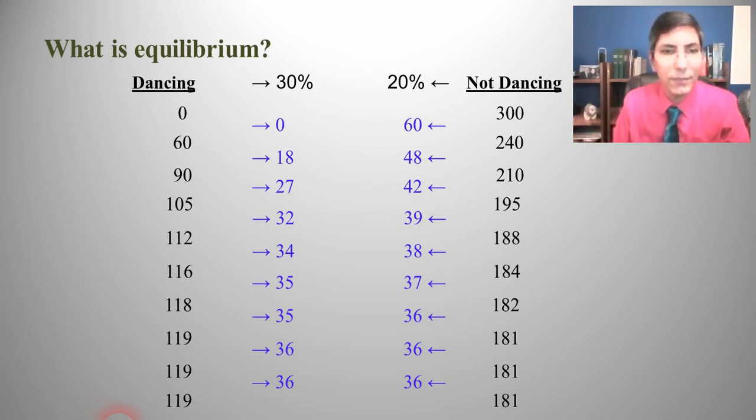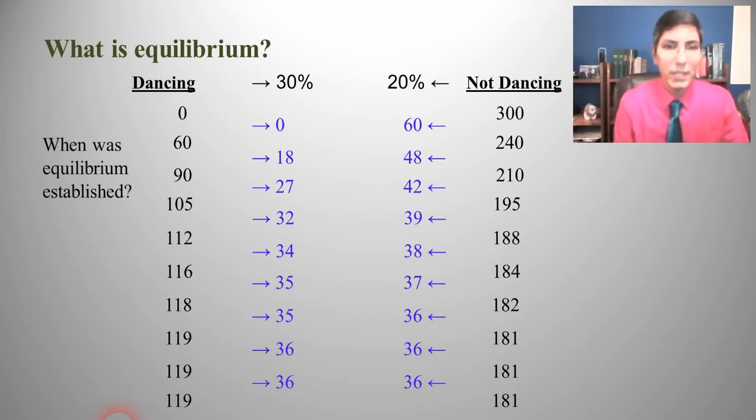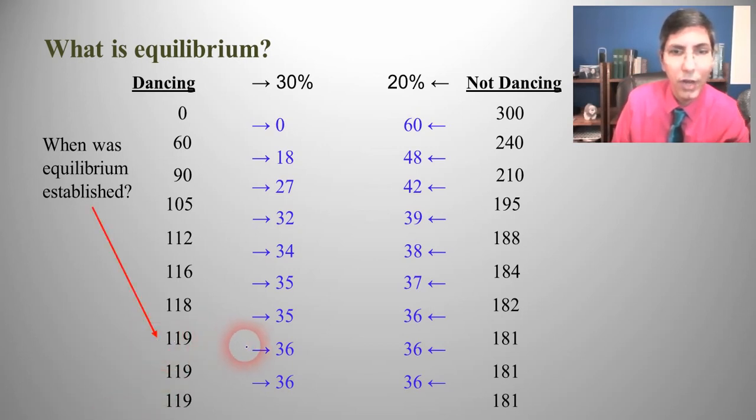Now, let's ask a few questions about this and see if you can answer them. When was equilibrium established? Hopefully, by working the problem, you can see that it was established right here at this point, where the net change was 0. You had 36 going in this direction, 36 going in the opposite direction. And as you can see, after that point the numbers stayed the same on both sides of the dance.